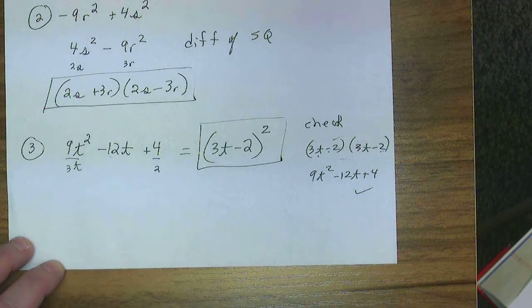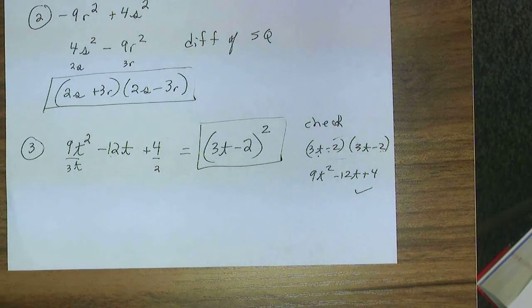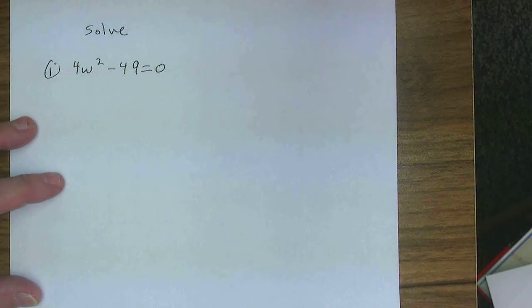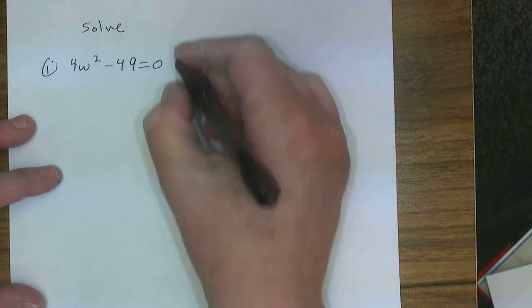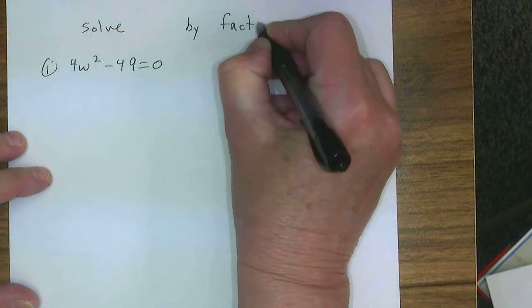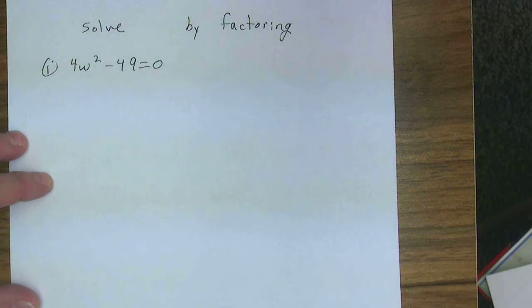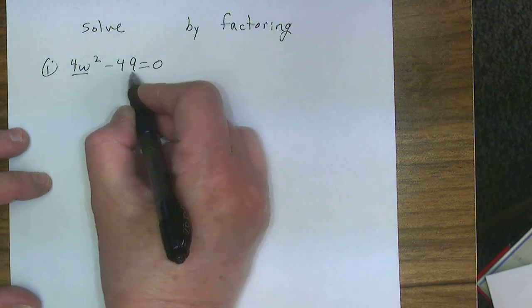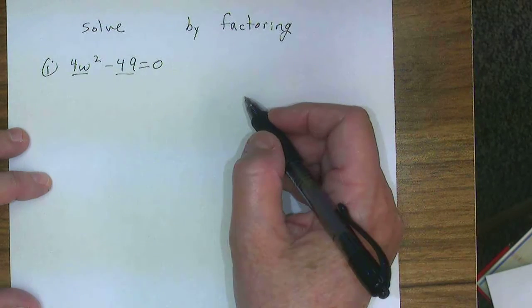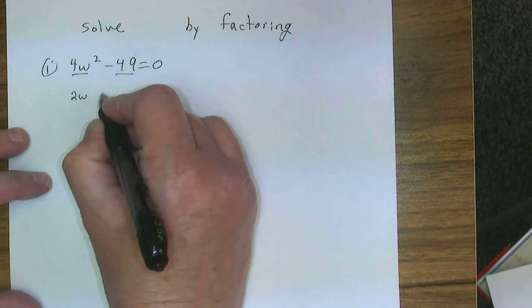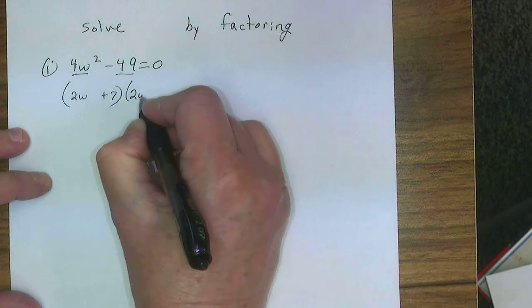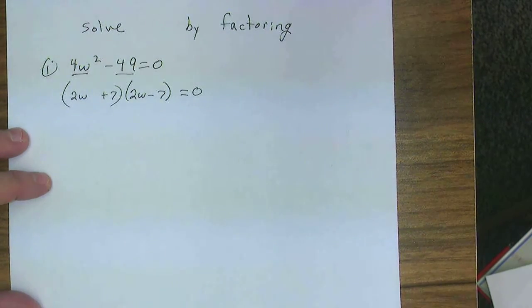Let's look at solving problems. Let's solve 4w squared minus 49 equals 0. It typically means that we are going to solve by factoring. This is a perfect square. This is a perfect square, and it's the difference. So this factors into 2w plus 7 and 2w minus 7 equals 0.